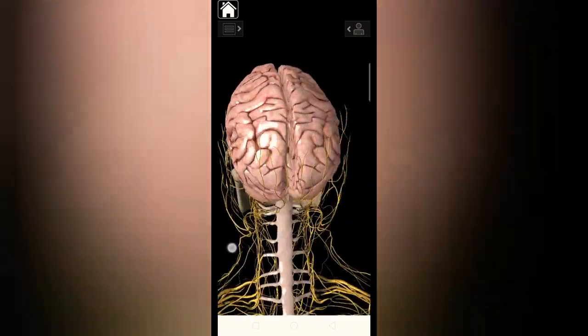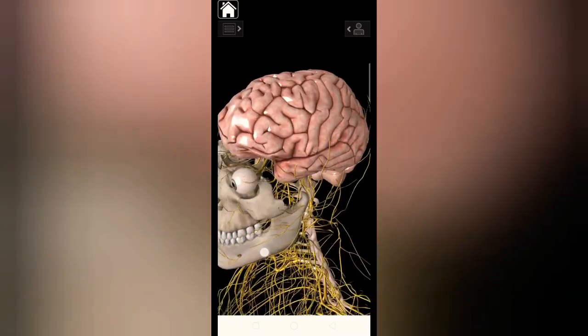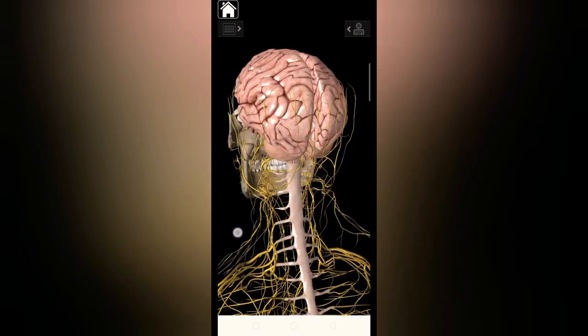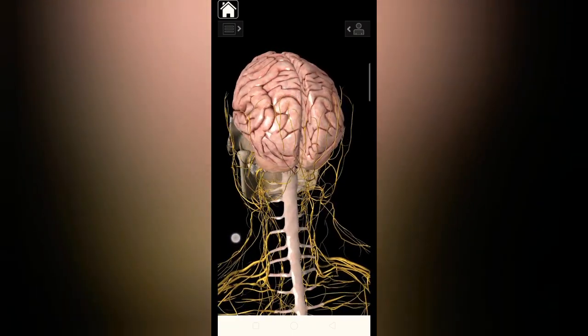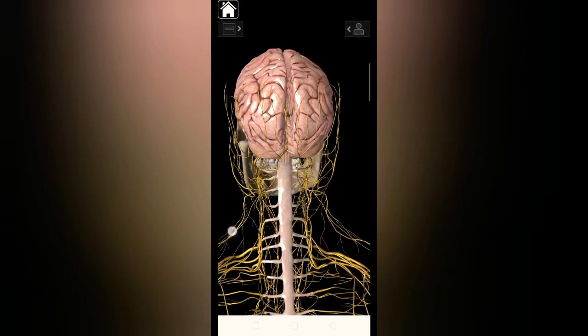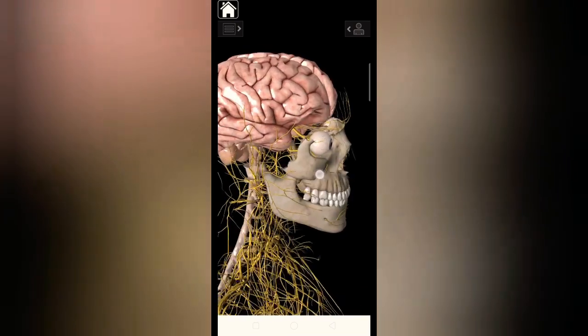Now, here we can see the medial longitudinal fissure, so we can talk about its contents. What are the contents of the medial longitudinal fissure? If you look at it, we will find a superior sagittal sinus. It is running along the medial longitudinal fissure. So let me try to visualize it.